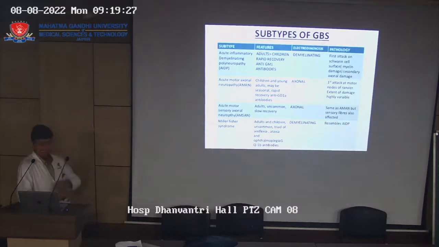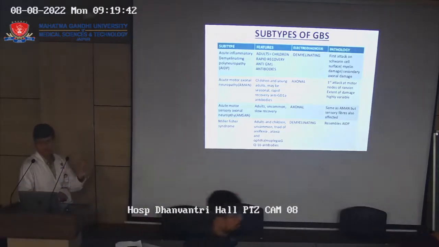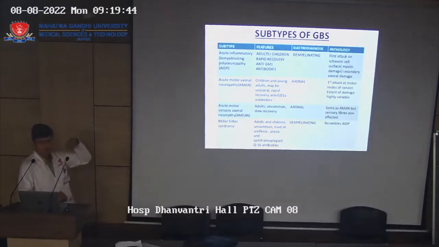In electrodiagnostic studies, you may get either a demyelinating feature or an axonal feature. Whenever there is a predominance of demyelination, you will get slowing of the conduction or conduction block. But when axonal predominance is there, there will be reduced compound action potential. So the electrodiagnostic study, that is the NCV, will show whether the patient has a pure demyelinating feature, a pure axonal feature, or both, that is demyelinating as well as axonal.